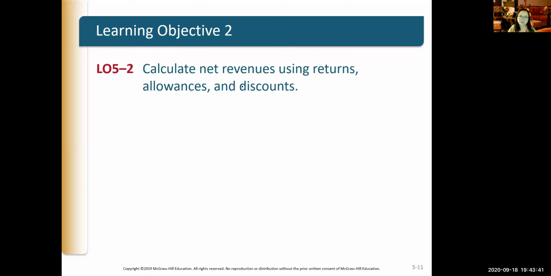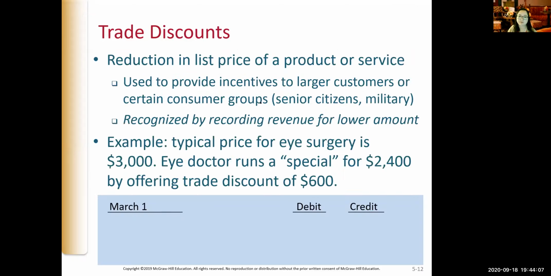Okay. So now we wanted to talk about how we understand how much net revenue we really made, because there are times that companies will offer sales discounts or sales return allowances. So we need to consider all these scenarios to be able to understand how much sales were really made, okay?